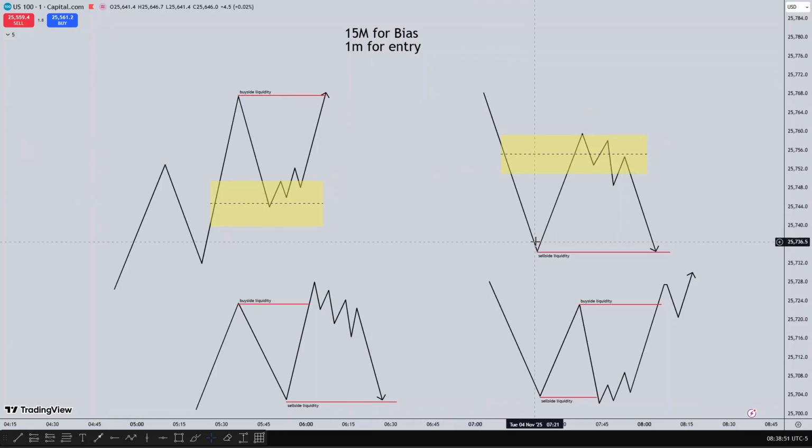The same thing goes for the sell. Whenever price has a clear trend of trading lower, whenever price retraces to a 15-minute point of interest, you wait for that 1 minute shift in structure. Then you can anticipate lower prices to take out the sell side liquidity.